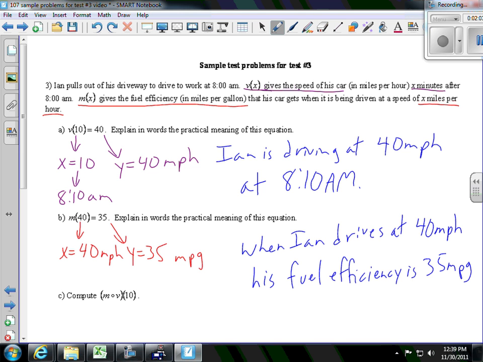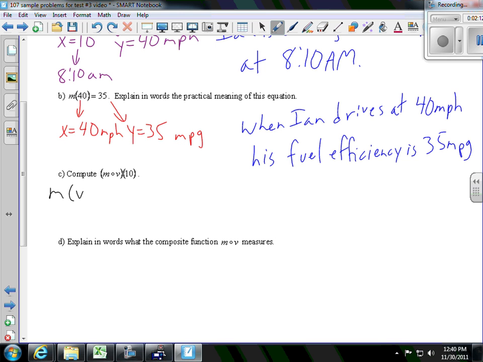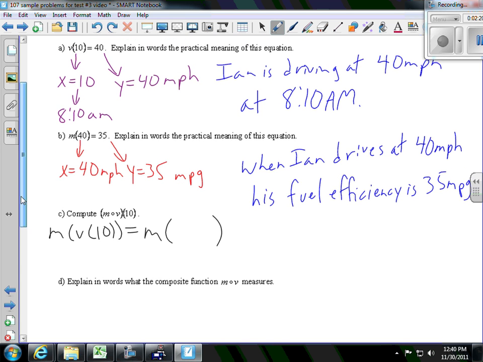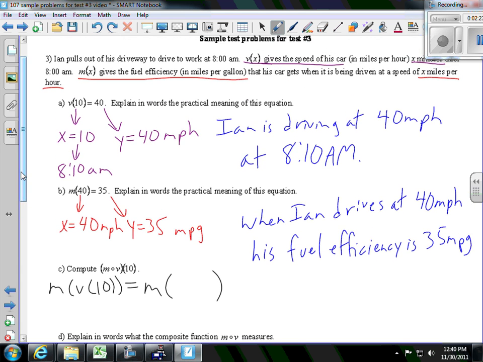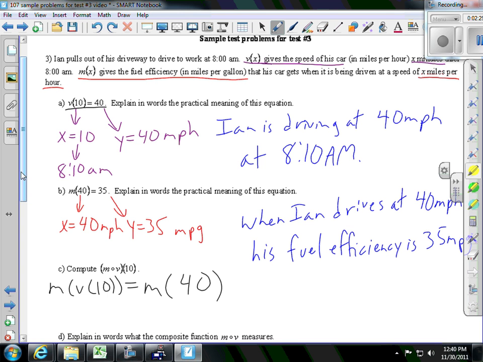Part C, compute m circle v of 10. I'll do this the same way I did the previous question. First, rewriting this as m of v of 10. And then again, working inside out, m of, so we want to find v of 10. Well, we don't have any function that we can plug into, but we do know that from part A, v of 10 is 40. So that goes inside the big parentheses, and we get 40 there. And then m of 40, again, I don't have a function I can plug into, but apparently m of 40 is 35. So this whole thing must be 35.